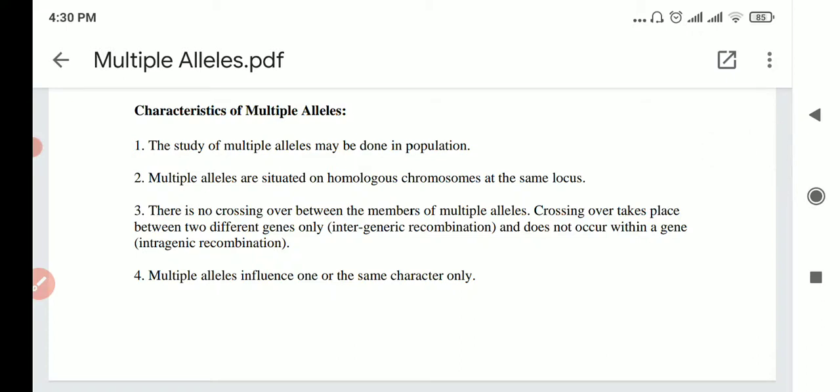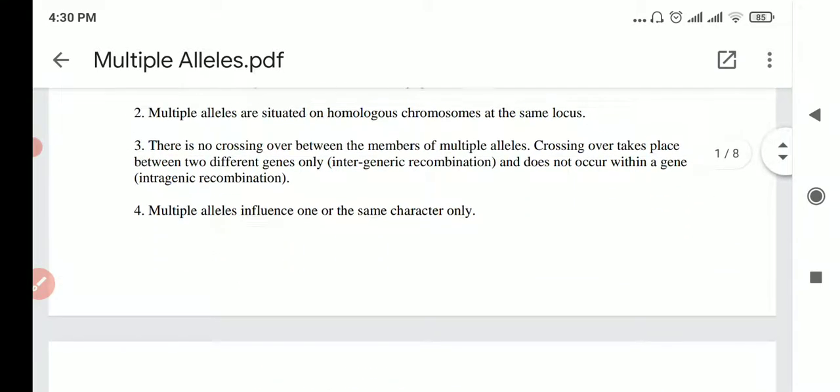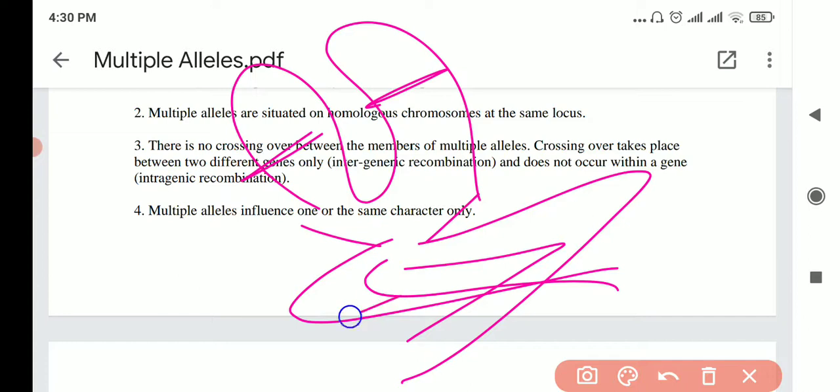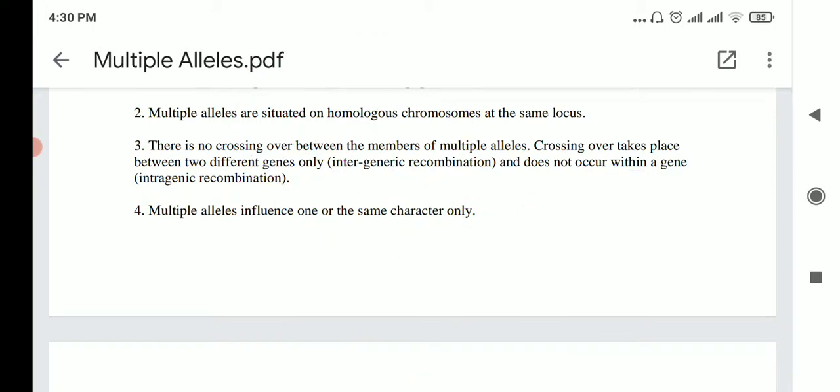The characteristics of multiple alleles are that we have to study them in the population, and they are situated on homologous chromosomes at the same locus. There should not be any crossing over between members of multiple alleles, because they have to be in pair, no? They have to pair up. There should not be any crossing over. If this is one allele and this is one allele, they should not cross over. They cannot cross over.